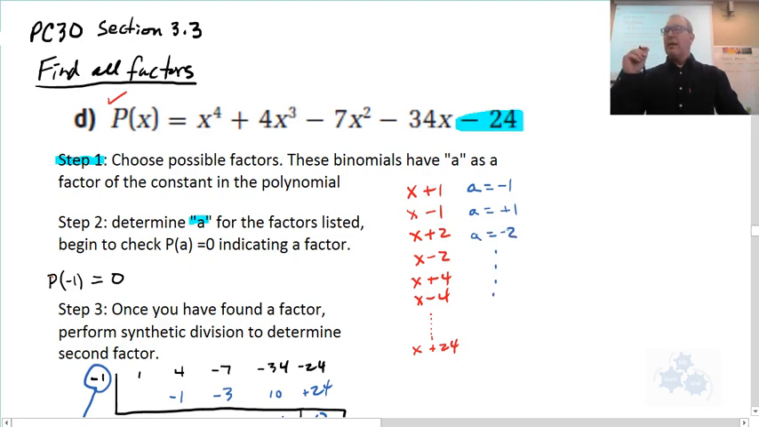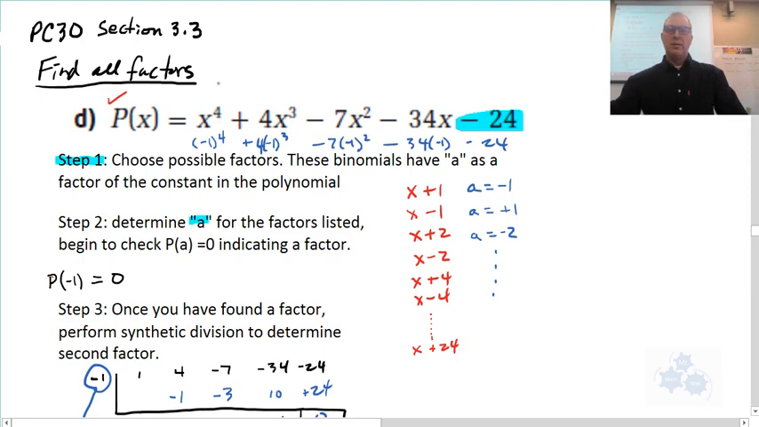So you find the a values, and then you use the factor theorem. And you simply plug in, take whichever one you want, plug in negative 1, let's say, into the original polynomial. So if you check the first one and you put a negative 1 in, okay, 4 times negative 1 cubed, minus 7 times negative 1 squared, minus 34 times negative 1 minus 24, okay?